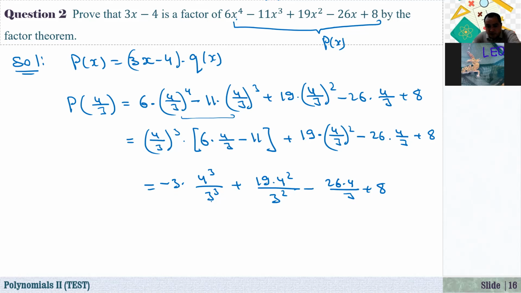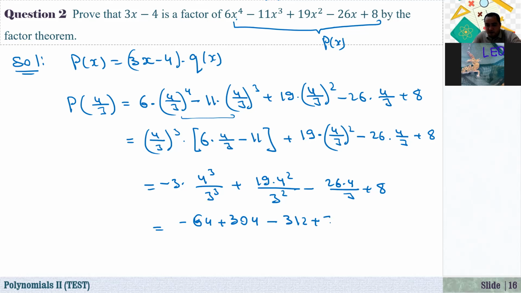Now, actually, this 3 cancel each other, right? So the first one is, here we have minus 4 cubed, that is 64. And the plus 19 times 16. What is 19 times 16? 19 times 16 is 304. And minus 26 times 4. So here we have 26 times 4 times 3. That's 26 times 4 times 3, that's equal to 312. Plus 8 times, here we have 9 because the common denominator is 9.